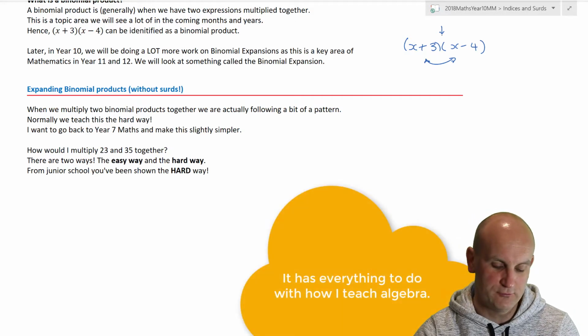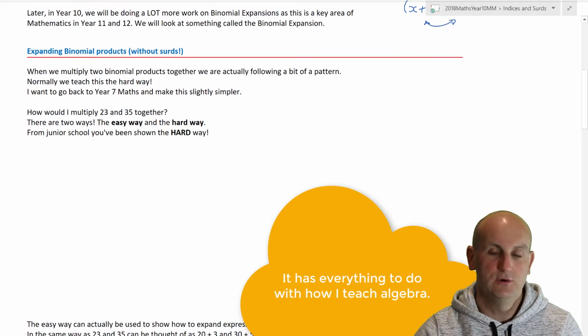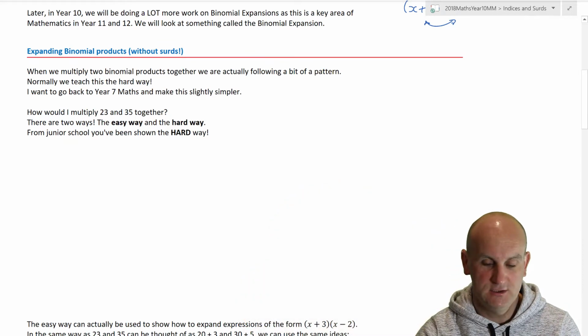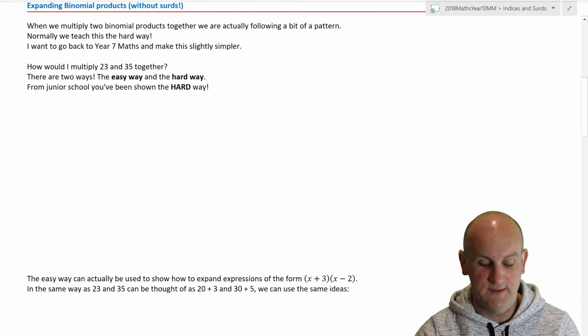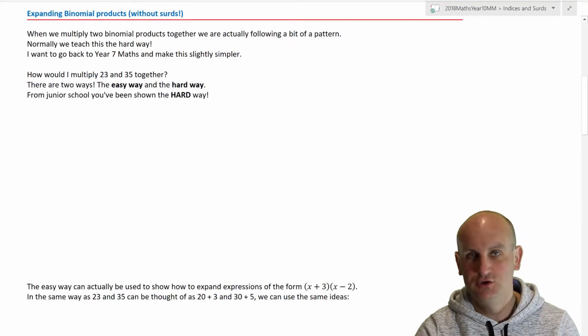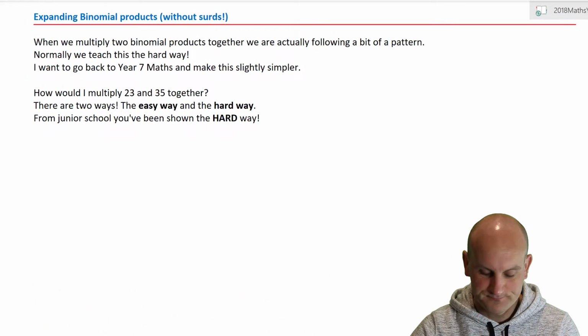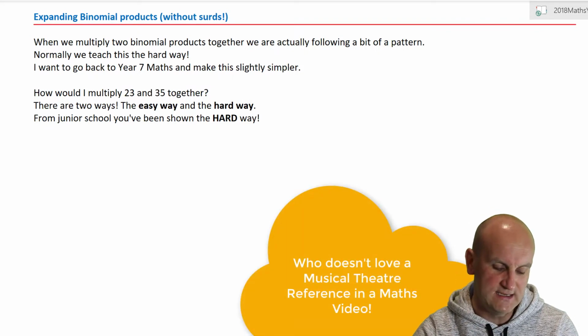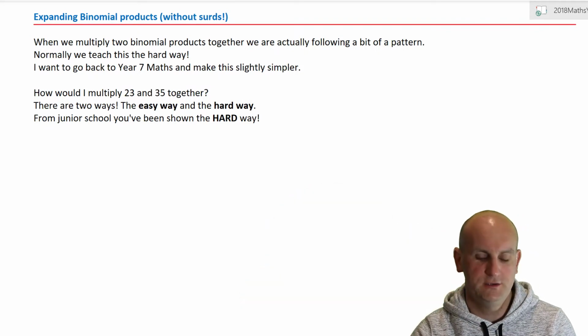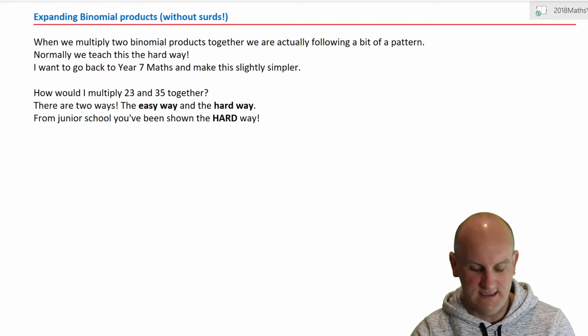Later on in this course, we'll be looking at binomial expansions using Pascal's triangle and all sorts of stuff. And there's already a video loaded relating to Pascal's triangle. But let's go back to the very beginning, because it's a very good place to start, as I believe The Sound of Music stated. Now, normally when we multiply two things together, we actually follow a pattern, all right?